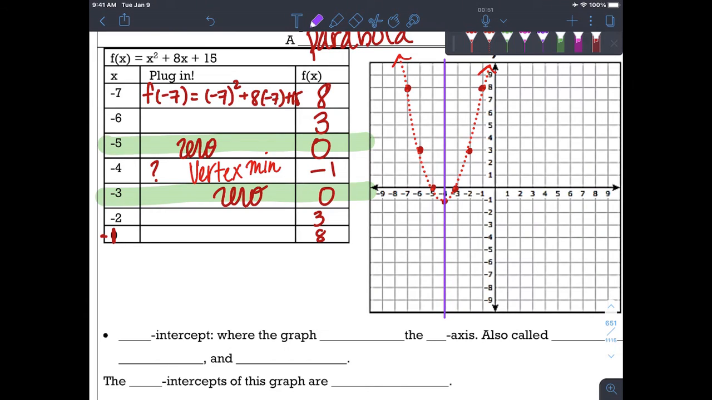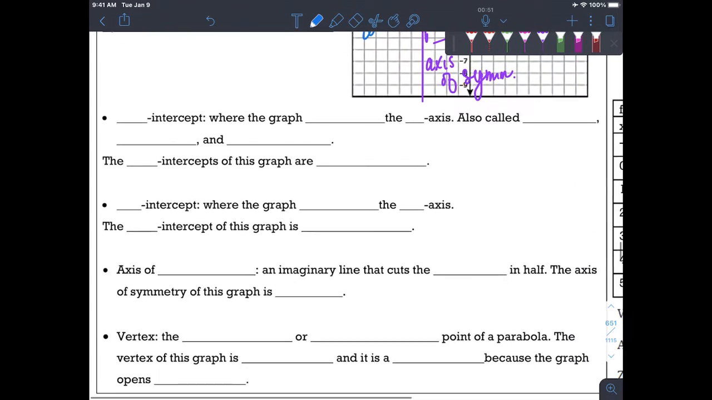This is called my axis of symmetry. This is always located at x equals wherever it touches the x-axis. x equals -4. I have my zeros. And up here would probably be a y-intercept somewhere. All right, so let's continue to fill these out.